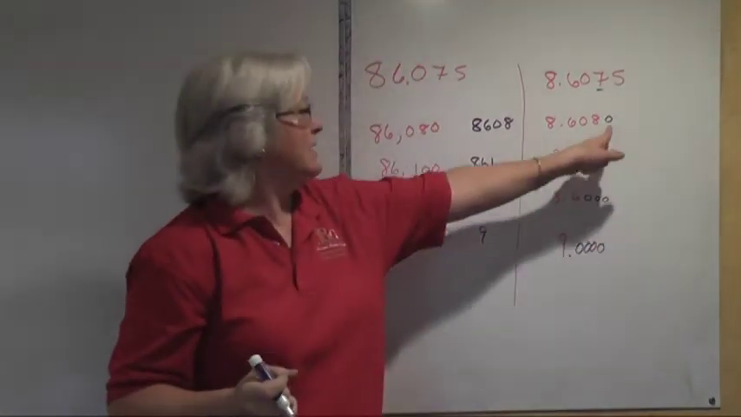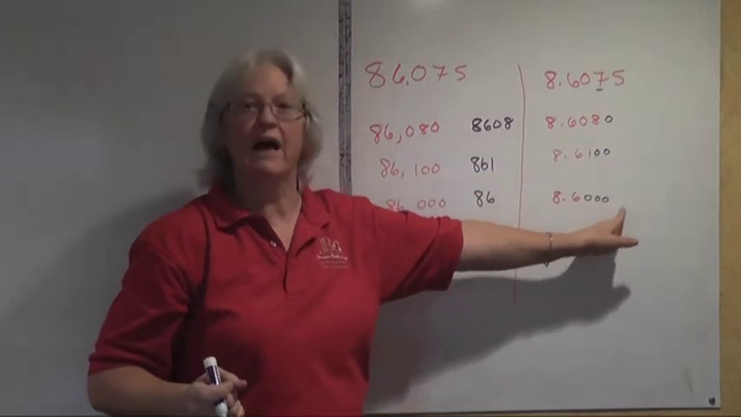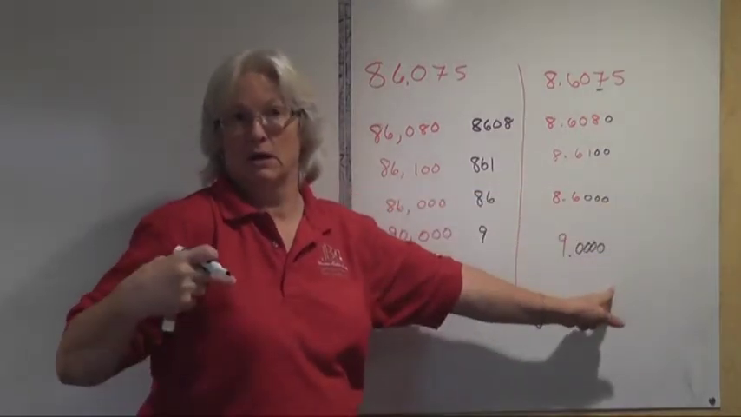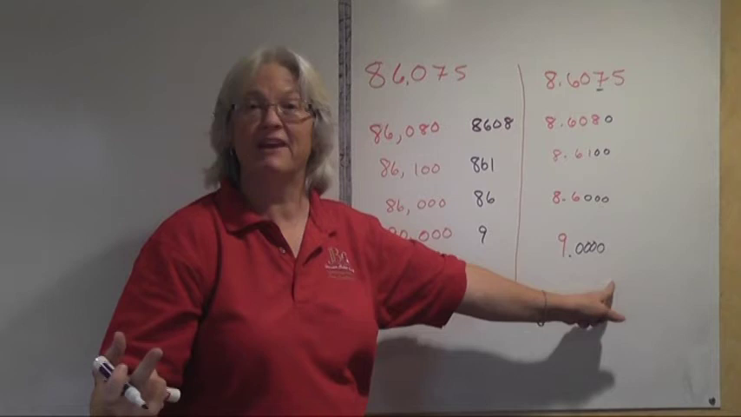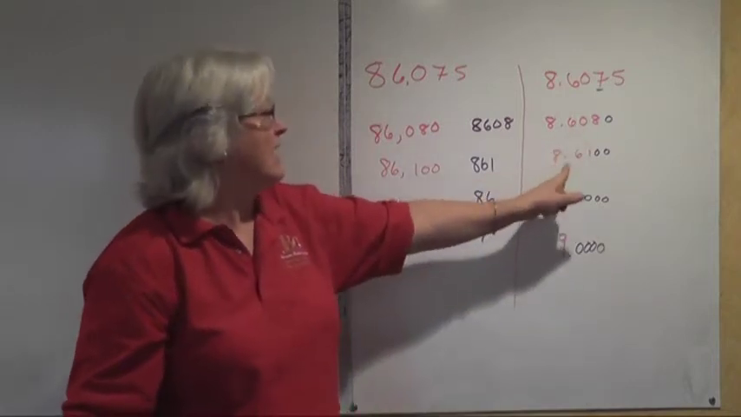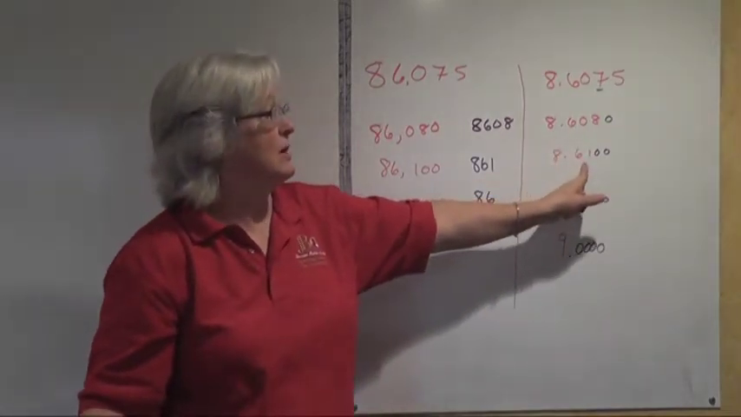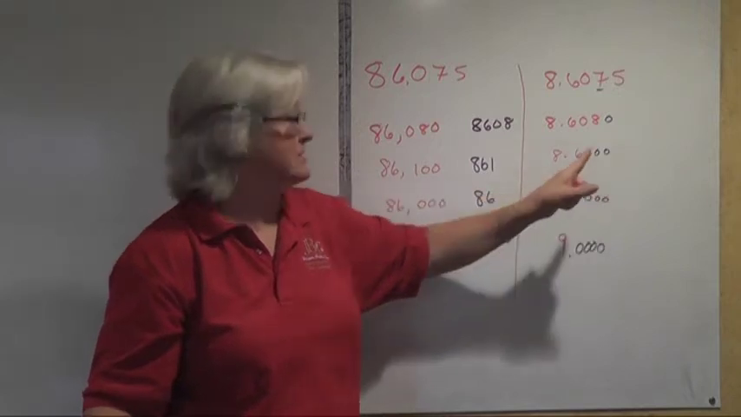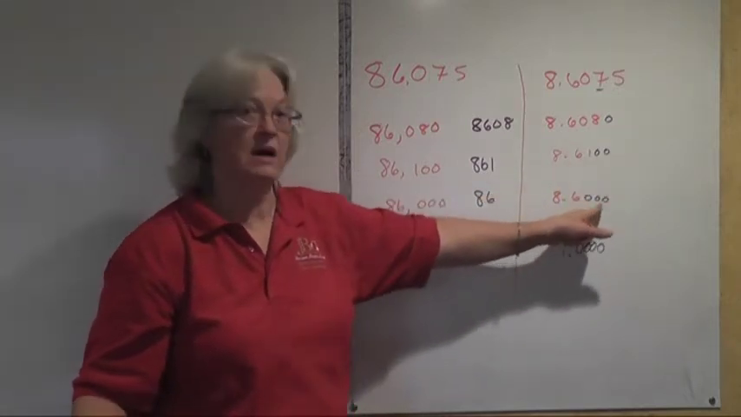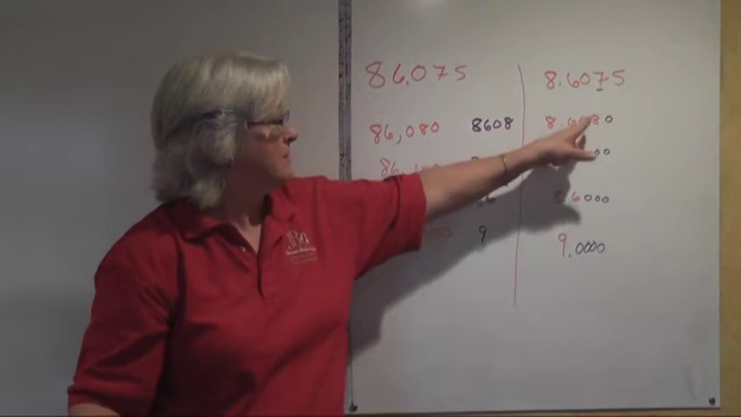Because then you would be naming all of these as a decimal number to the 10,000ths place. This would be 8 and 6,100 10,000ths, 8 and 6,000 10,000ths.